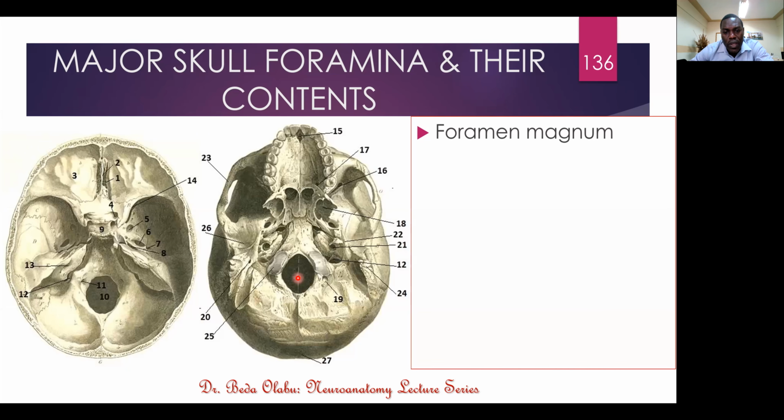This is also where the vertebral arteries will pass. Cervical meningeal nerves also go through this hole, as well as the spinal accessory nerve will also go through this foramen.